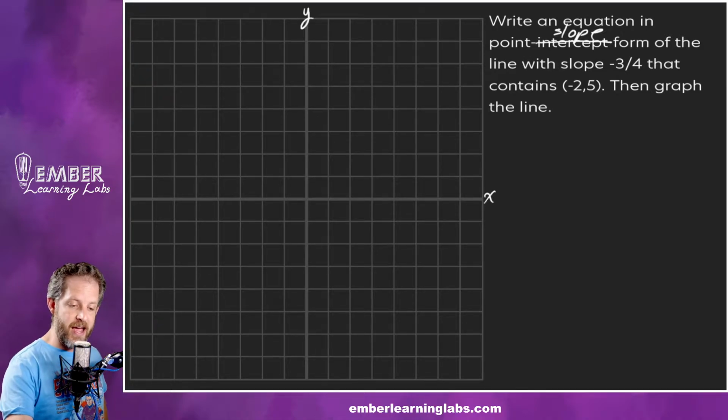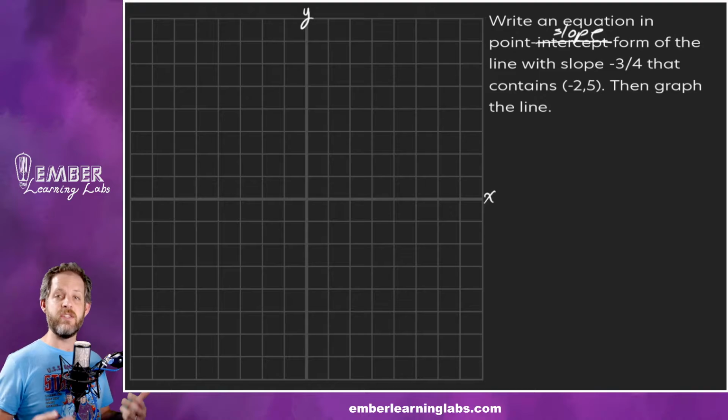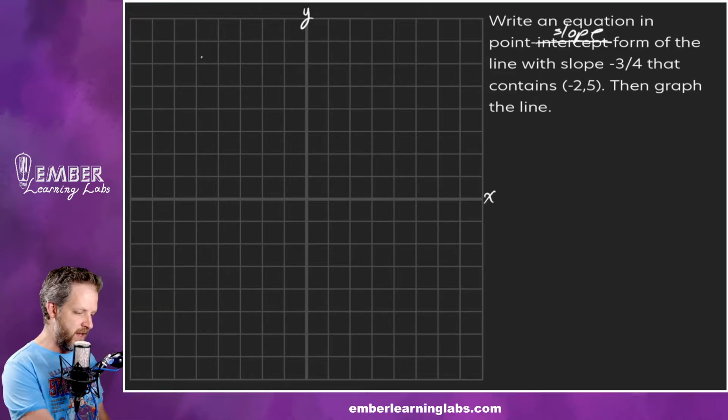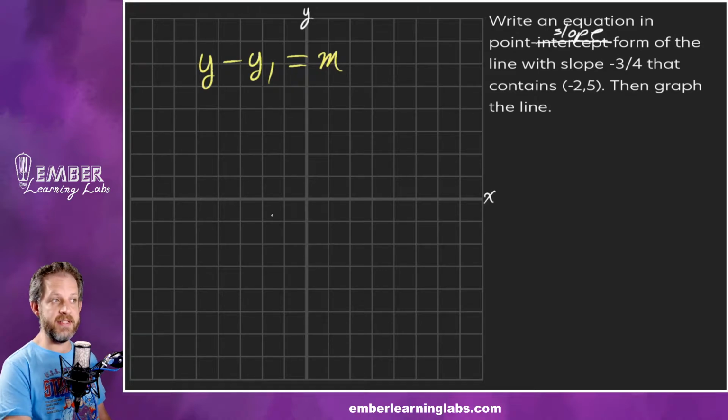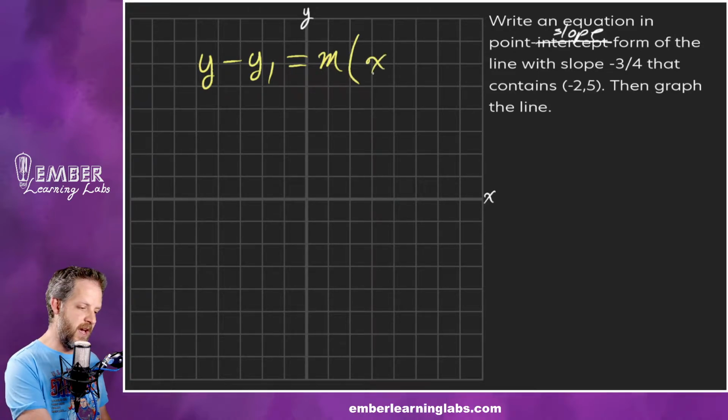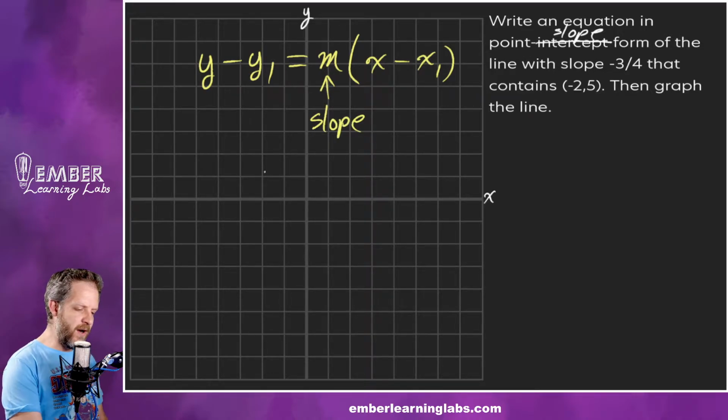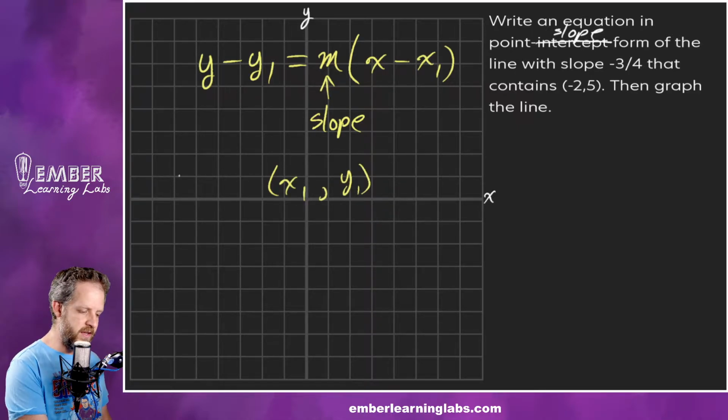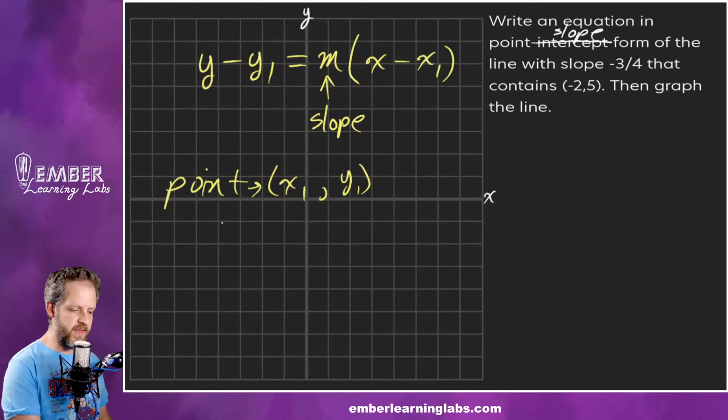So we looked at slope-intercept form. What was point-slope form? Point-slope form is y minus y1 equals m, the same m as before, times x minus x1. So the m is still the slope, and (x1, y1) is a point on the line.